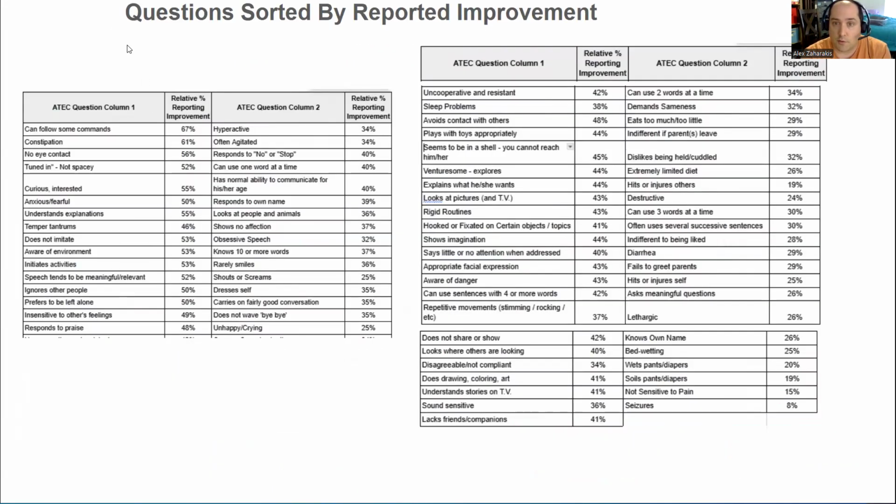These are the questions sorted by their reported improvement in terms of the percentages for this ATEC. So it kind of goes down here and it kind of comes up here. Can follow some commands was one of the most significantly improved. Constipation, no eye contact, tuned in, not spacey, curious, not interested.